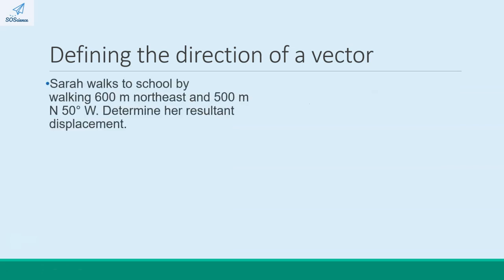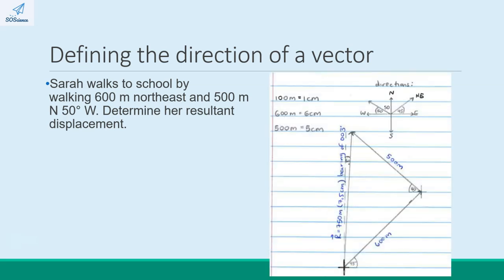Let's take a look at the next question. Sarah walks to school by walking 600 meters northeast and 500 meters north 50 west. Determine her resultant displacement. So let's take a look at the vector diagram.